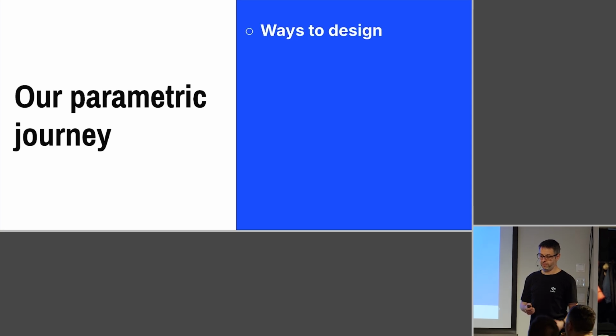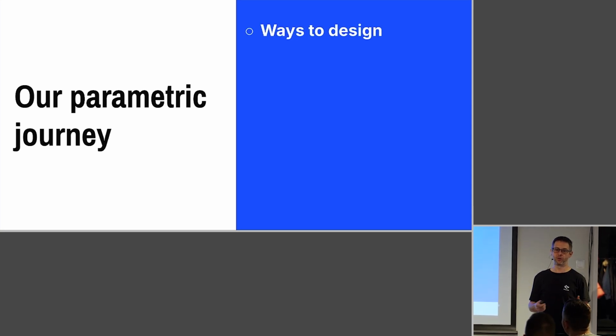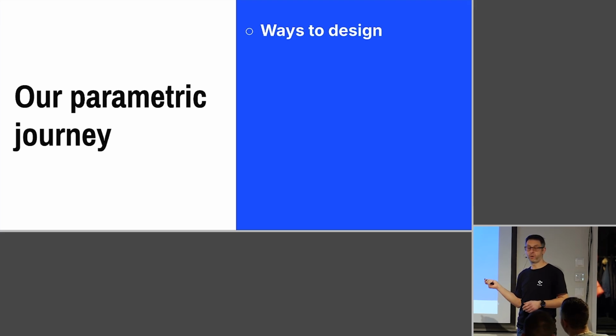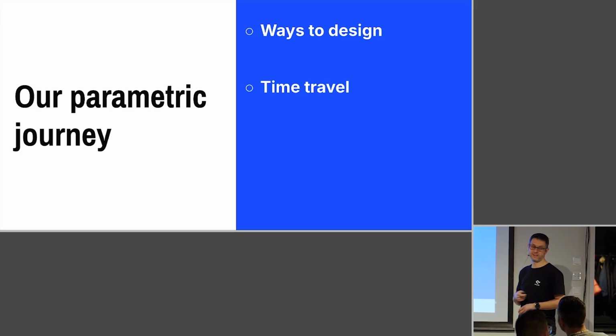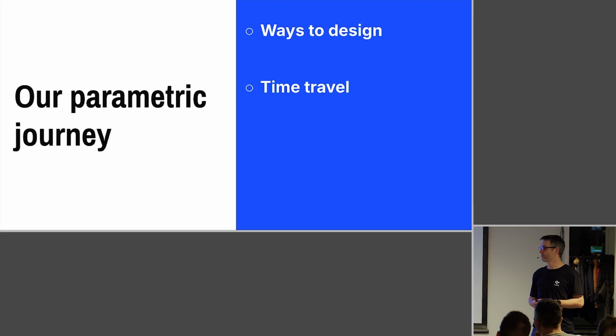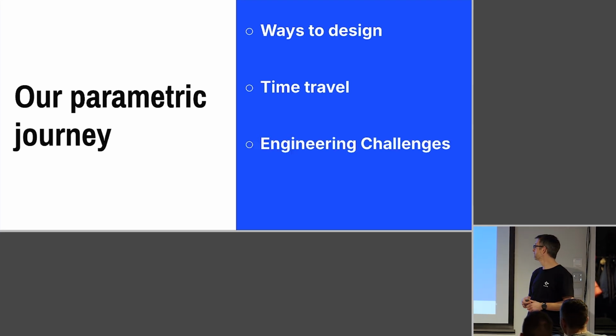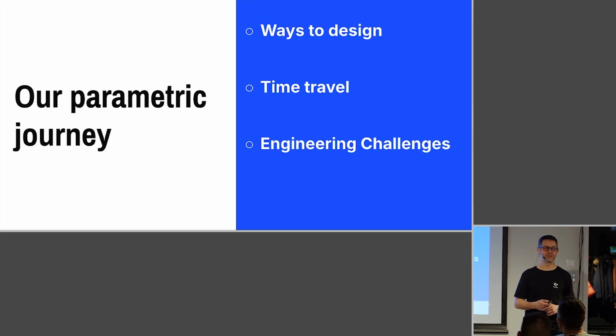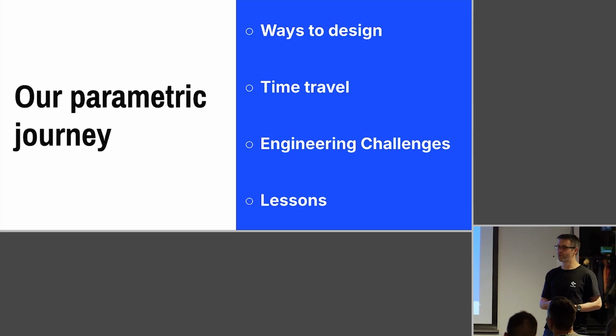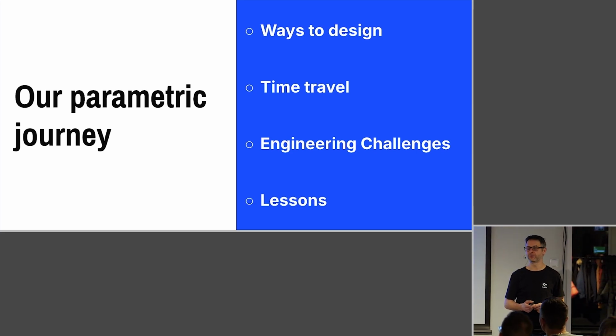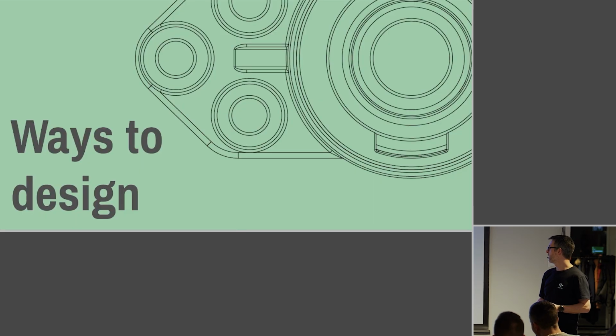So it was a big takeaway how we changed the whole software from being a direct modeling tool to a parametric tool. I will shortly introduce the problem space, so what does that actually mean? Then we will take some time travel. Then we will talk about engineering challenges. And of course, finally, we will try to draw some lessons.